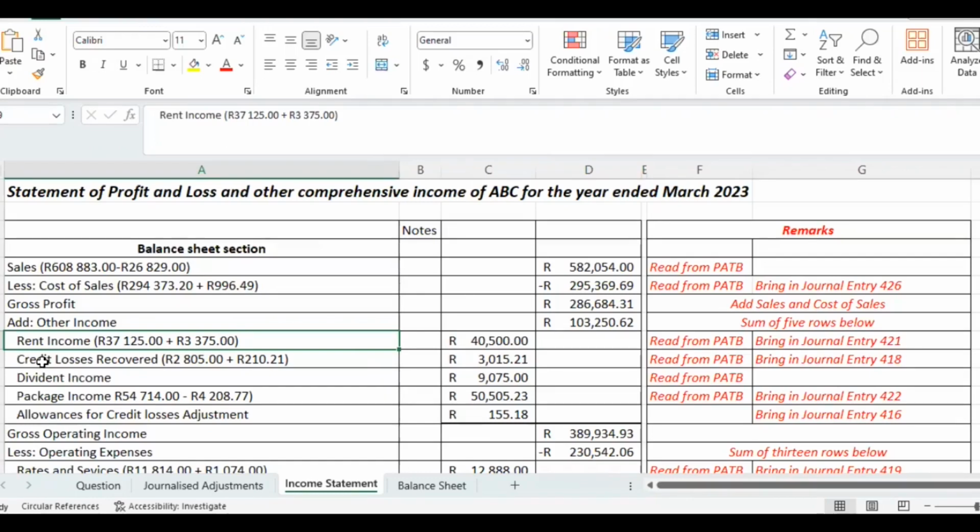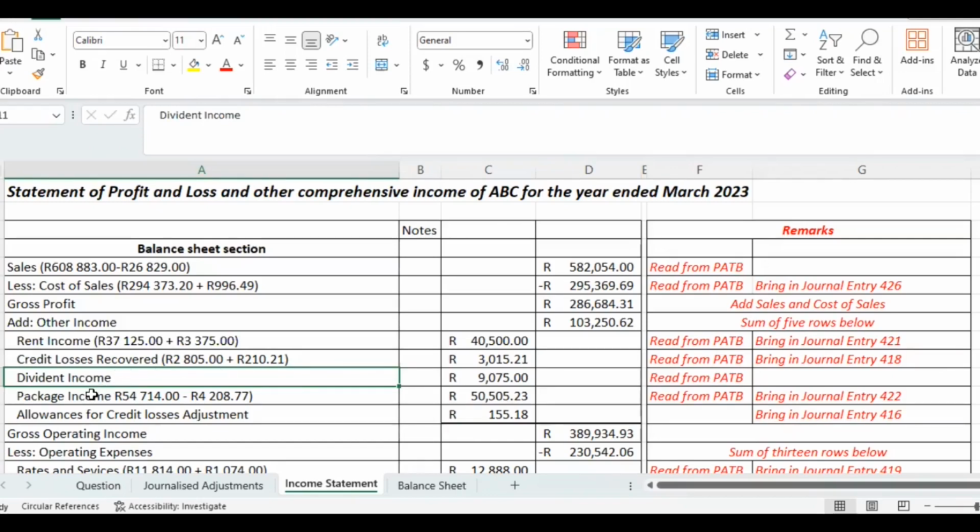Then we have the credit losses recovered. Now that amount of 2,805, once again, was in our pre-adjusted trial balance. And the 2.1 was from journal entry 418, if you can remember. That is where we received that payment. We saw that payment in our bank account, and it was from an amount that we had previously written off as irrecoverable, and so we have to add that to our credit losses recovered. With regard to the dividend income, we simply read that from the pre-adjusted trial balance. There is nothing else.